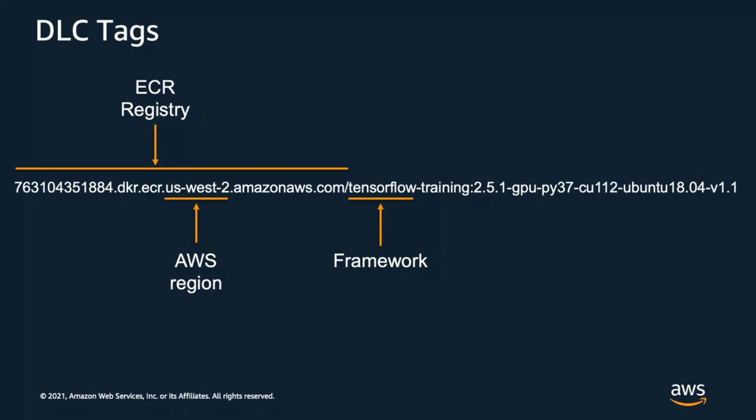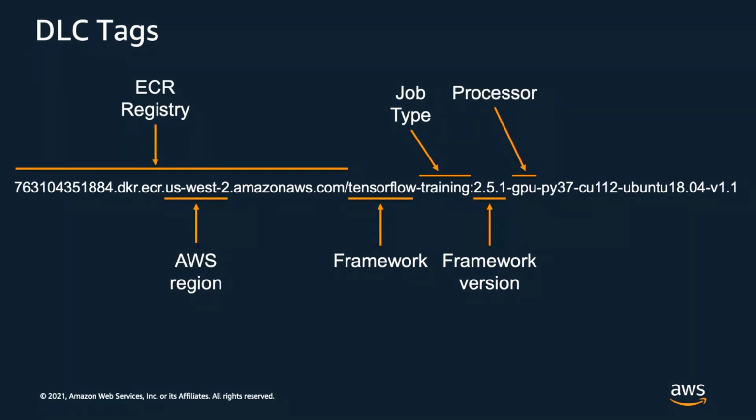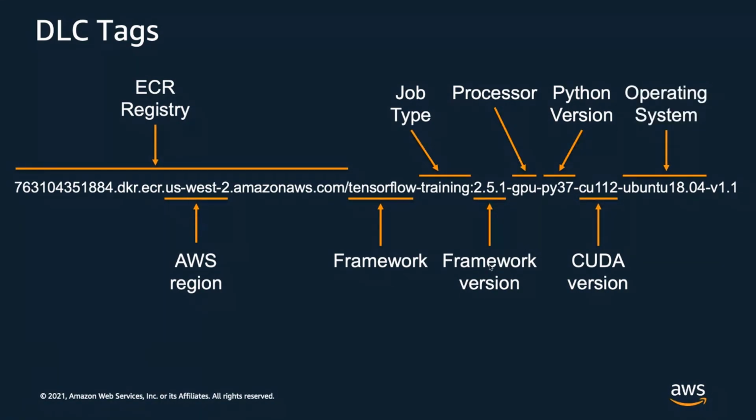The ECR repository name includes some valuable information. First, it includes what framework we're using, and it also includes the job type, which, as we mentioned before, is either training or inference. In our actual tag, we end up referencing the framework version, the processor that we're using, and the Python version we're using. In GPU containers, we make sure to reference the CUDA version. And then we also represent the operating system in our tag.